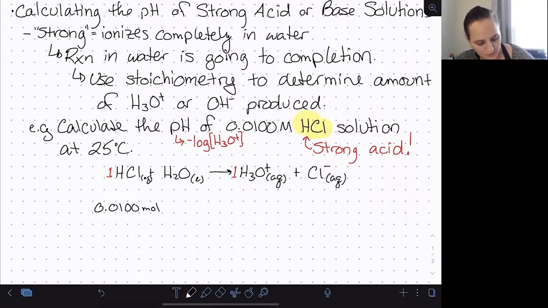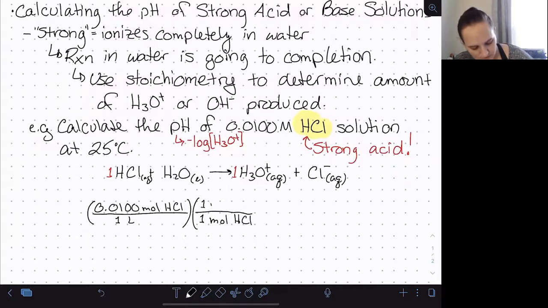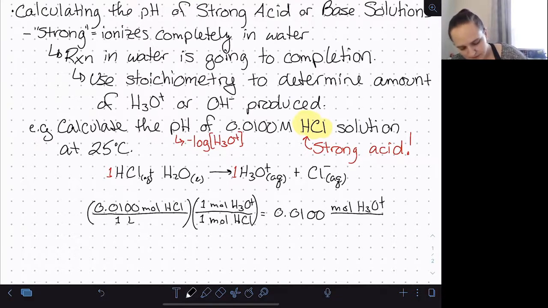We have 0.01 moles of HCl per liter of that solution. And there is 1 mole of HCl in our reaction, reacting to produce 1 mole of hydronium. So we will have the same concentration of hydronium as we did of our hydrochloric acid to begin with.